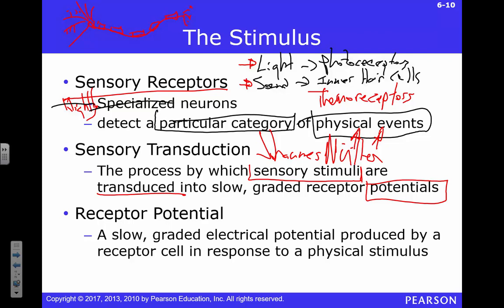We're just taking that light, we're taking that sound, we're taking that mechanical pressure, whatever that is, and we're going to convert that into an electrical signal so that the rest of our nervous system can process that and can understand that language, right? Because once you get deep into your brain, they don't understand light. They don't understand sound. They understand electrical impulses. So it has to be turned into an electrical impulse. Now, there are very complicated ways that this happens. We'll talk about it when we need to. And there's your receptor potential.